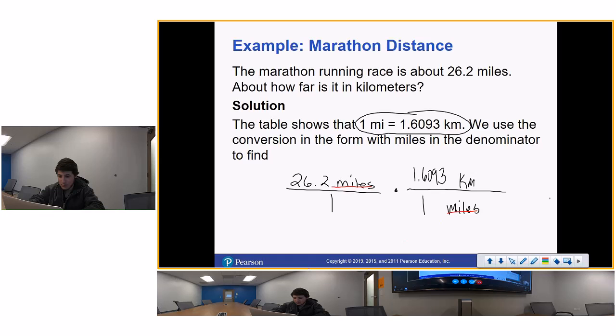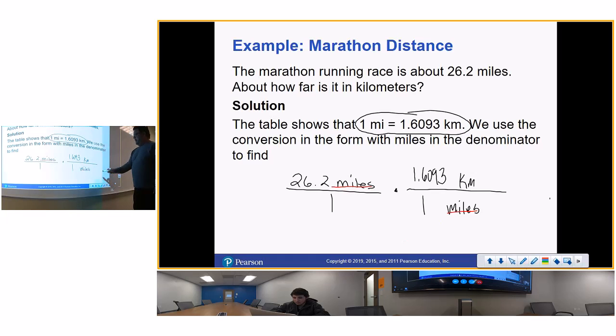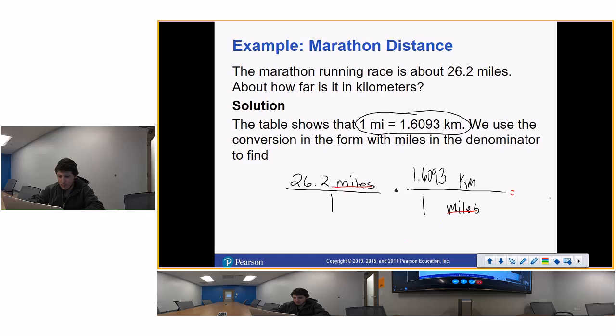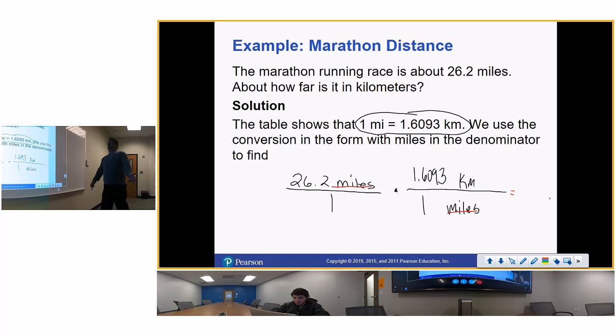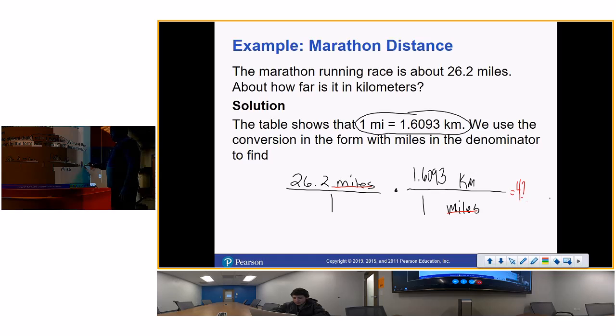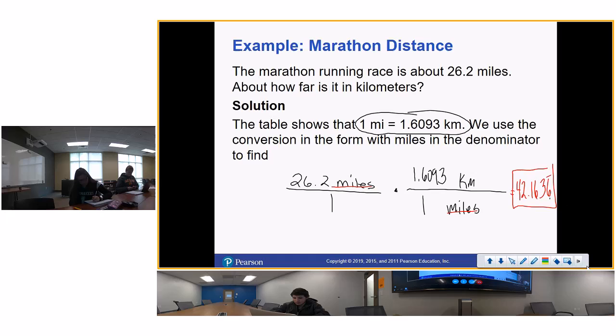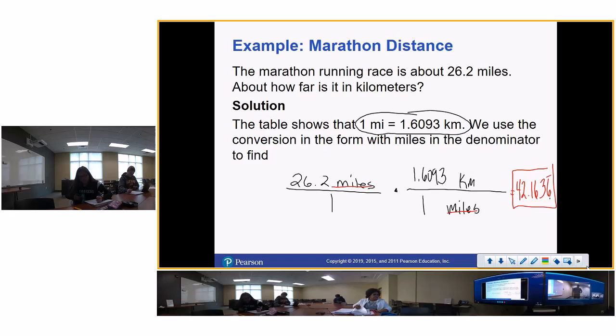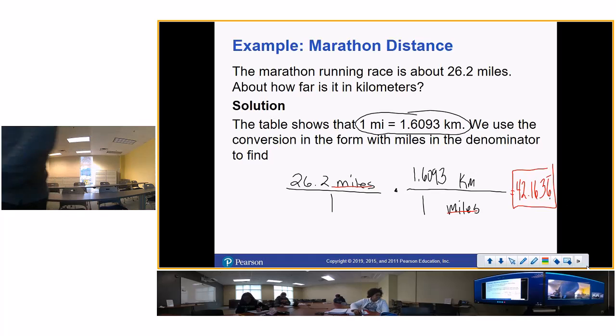So now, what cancels? Somebody take it. It's going to be 26.2 times 1.6093. What do you get? How many places do you want me to round to? Just give me the whole thing. 42.16366. That's good. 42 miles. Yep. I mean, 42 kilometers. Thank you. Kilometers. That wasn't so bad.